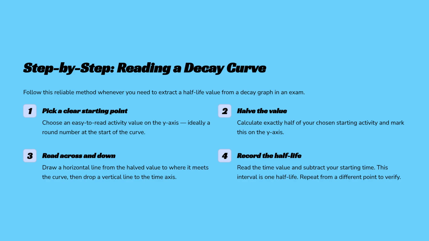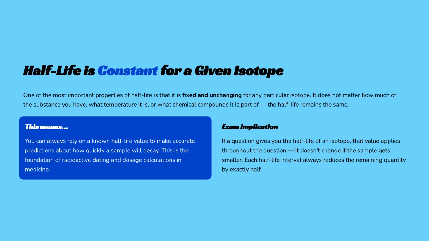Pick a clear starting point, calculate its half, draw a horizontal line to the curve, and drop a vertical line to the time axis. Repeat the process to verify your result. Crucially, a specific isotope always has a constant half-life. It is unaffected by external factors like temperature or chemical composition. This reliability is fundamental to scientific fields like medicine and radioactive dating.